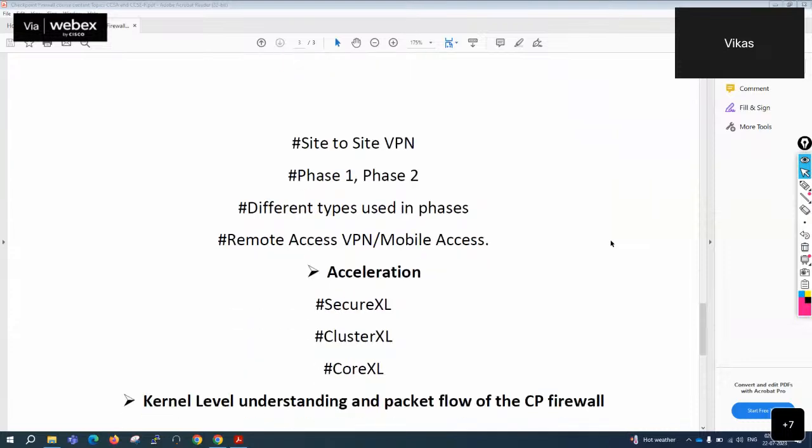So when you discuss the site-to-site VPN, in that we have phase one and phase two, with different types used in the phases. And then we have remote access VPN or mobile access control on the Checkpoint firewall. All right, this is your VPN section.